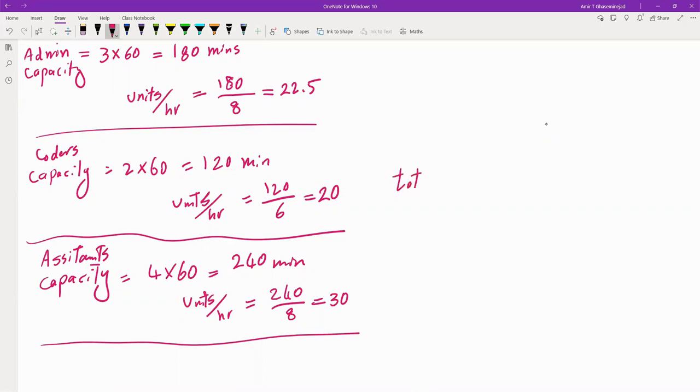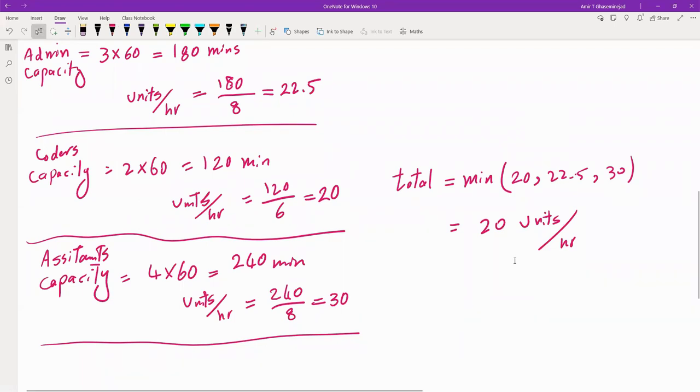Total capacity is the minimum. It's called the bottleneck principle. Your capacity is the capacity of your bottleneck. And the bottleneck in this case, among 20, 22.5, and 30, is 20 units per hour. Now, the question doesn't ask you that, but what would be the utilization of coders?